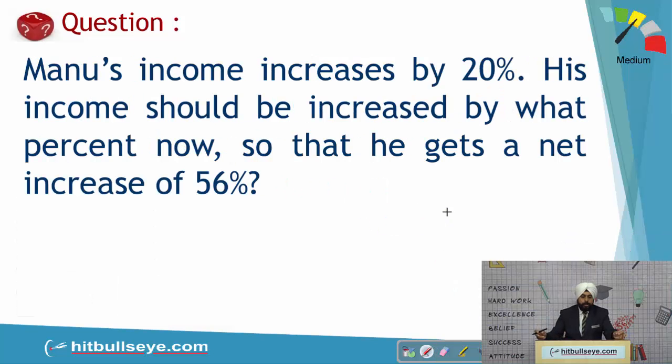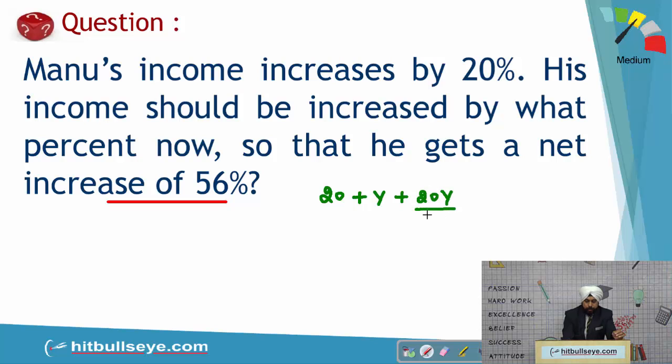After that, this question. Manu's income increases by 20%. His income should be increased by what percent now so that there is a total increase of 56%. So here you can apply the formula. So it is 20 plus y plus 20y by 100 and the net result is given to be 56. This question you can solve here.